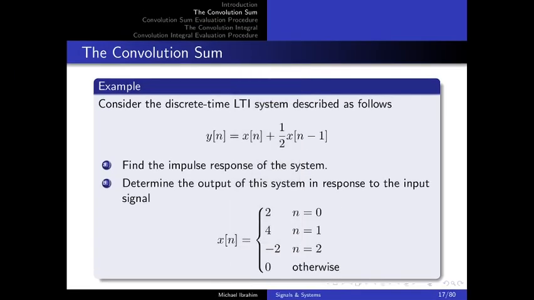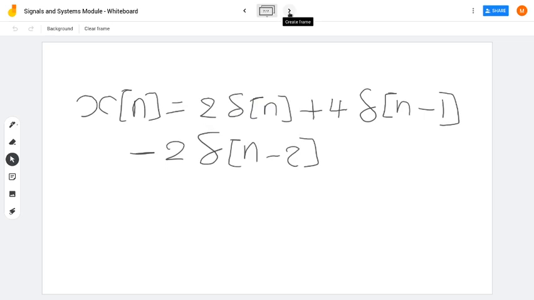The second part, we need to determine the output of this system in response to the input signal described as follows: an impulse with the weight of 2 at time 0, another impulse with the weight of 4 at time 1, an impulse with the weight of minus 2 at time 2. That is, x of n can be described as 2 delta of n plus 4 delta of n minus 1 minus 2 delta of n minus 2.